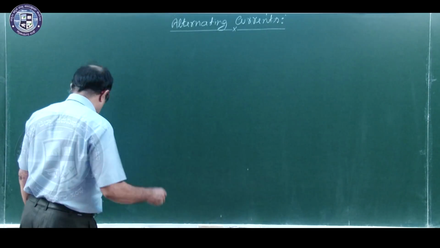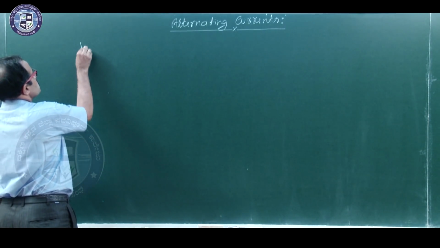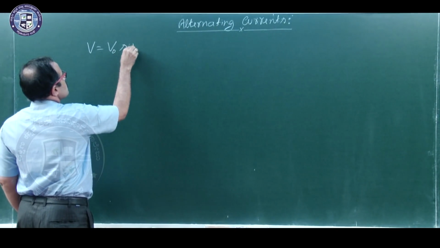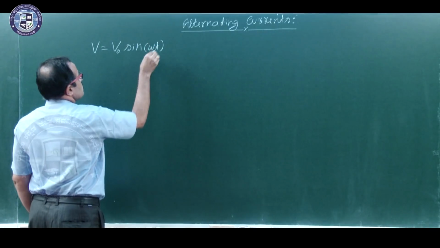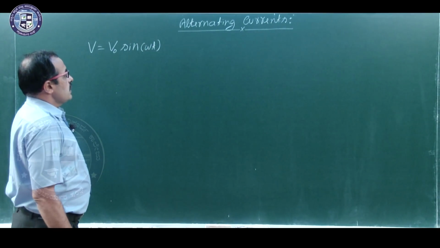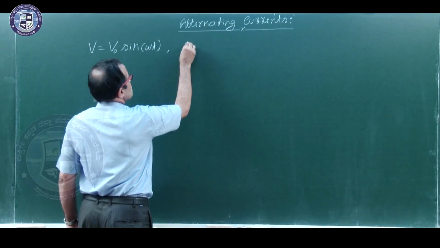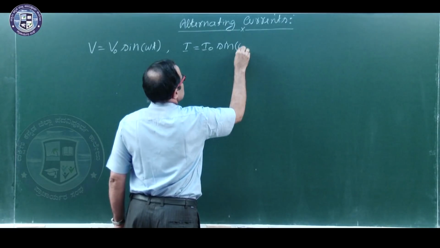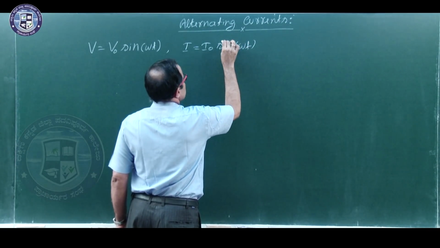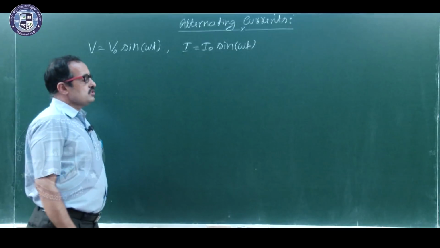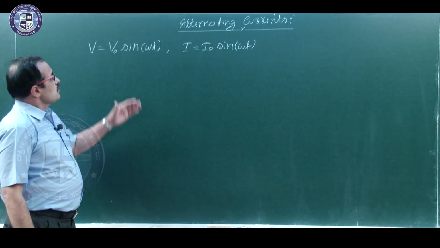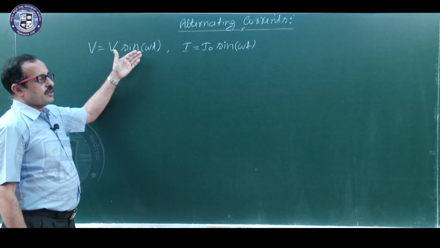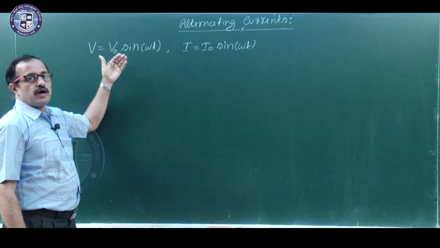We derived that formula. So, alternating voltage is given by the equation V is equal to V naught sin omega t, and current is also given by the formula I is equal to I naught sin omega t. Now, if you look into these two equations, you feel that you know this type of formula even in first PU, simple harmonic motion.